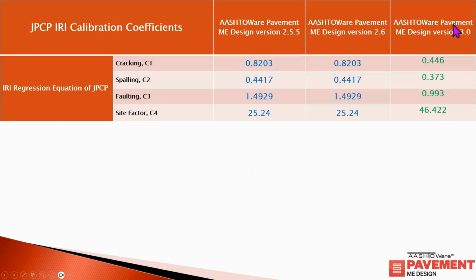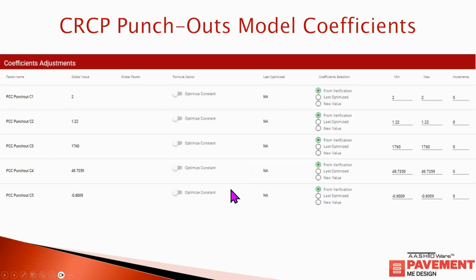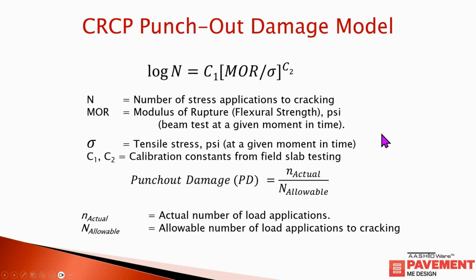And with the global calibration for 3.0, all four of those coefficients had to be adjusted from their previous values. CRCP punch-outs, 5 coefficients. Again, similar to jointed plane, you have a critical stress ratio, modulus of rupture over the tensile stress. You have a C1 and C2 coefficient. So these are the coefficients going into the damage model.